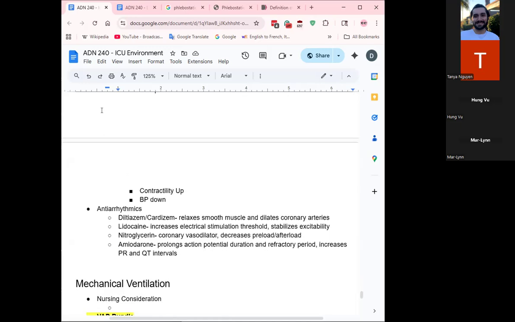For now, it's just a general guideline. And then here's a list of antiarrhythmics. Cardizem is used for AFib with rapid ventricular rate. Lidocaine is used to stabilize the irritability of the heart. Nitroglycerin, we know, helps with preload, afterload. Amiodarone specifically is an antiarrhythmic that can get used for someone that's having issues with funky heart rhythms. Just know they exist at this point.